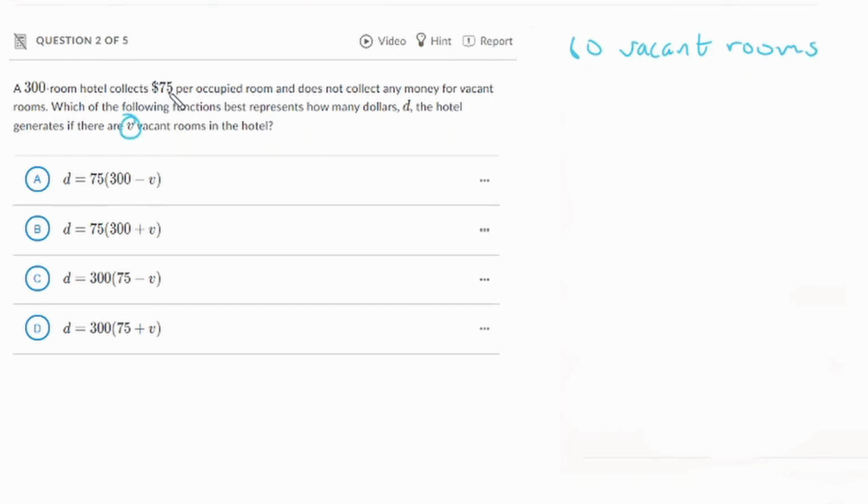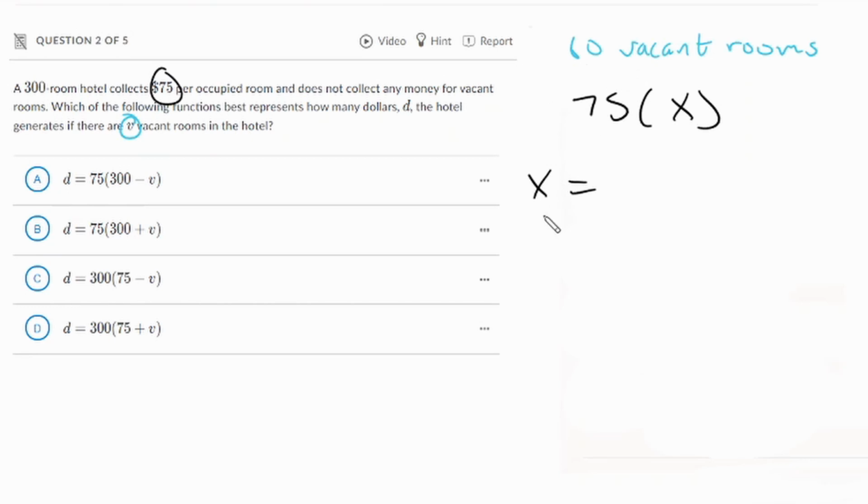So now we can see that the hotel makes $75 per occupied room. So 75, and then let's use X as occupied rooms. So this is how much money the hotel makes. 75 times X. But now we need to find what X is equal to. So X is going to be equal to the occupied rooms, because 75 times occupied rooms is equal to the revenue.